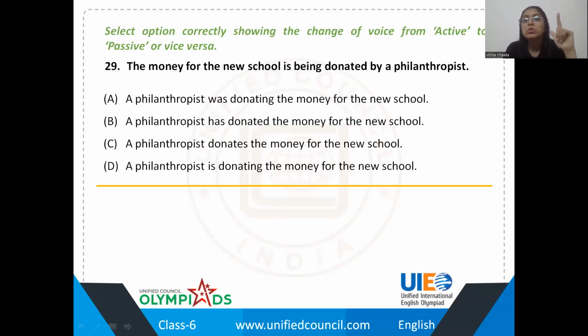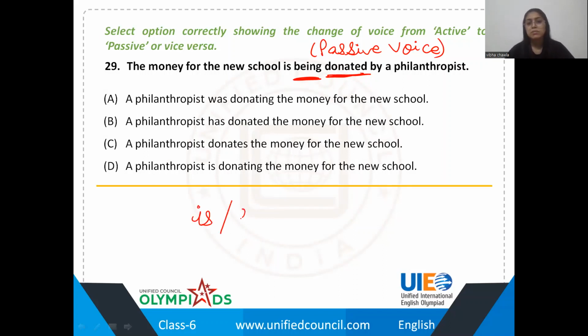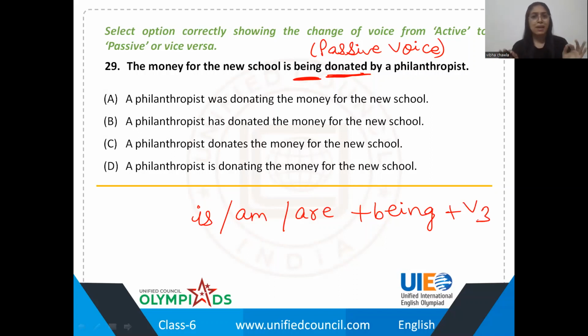Okay, again, question from voice. The money for the new school is being donated. Being donated. Past participle form is given along with the be form of verb, which is the identification of passive voice. So this time passive voice is given and you have to convert it into active voice. Now, is, am, are plus being plus V3. It is in passive voice.